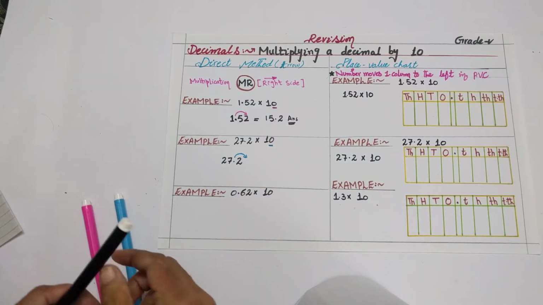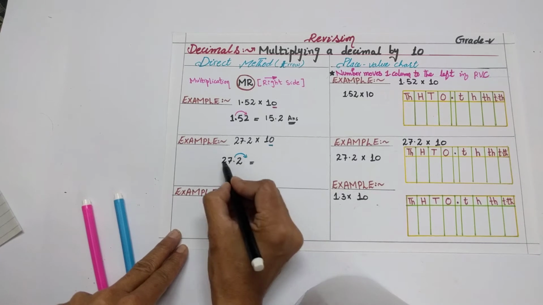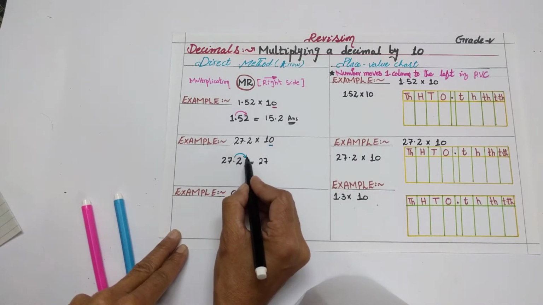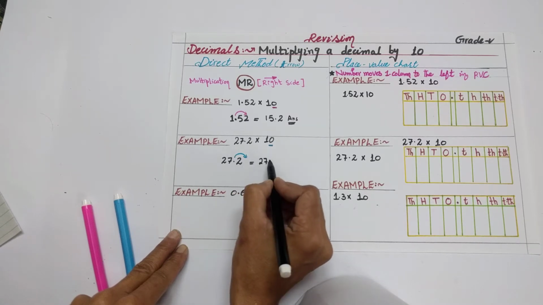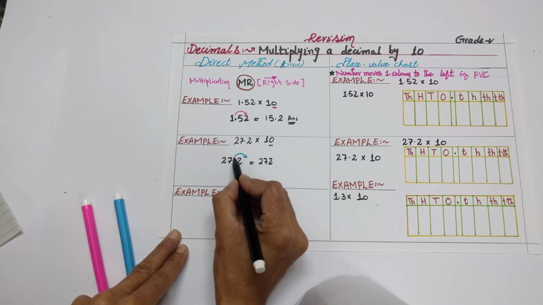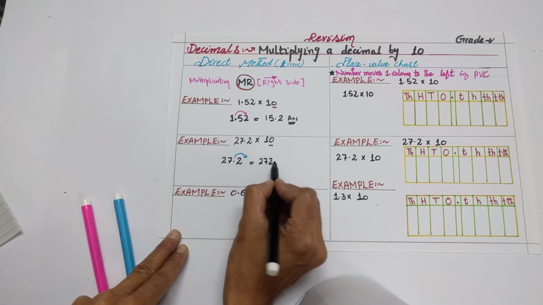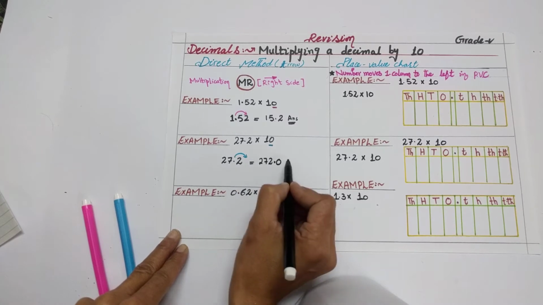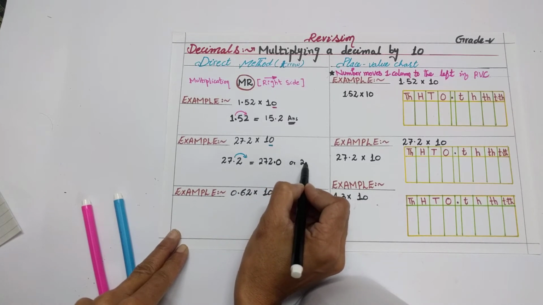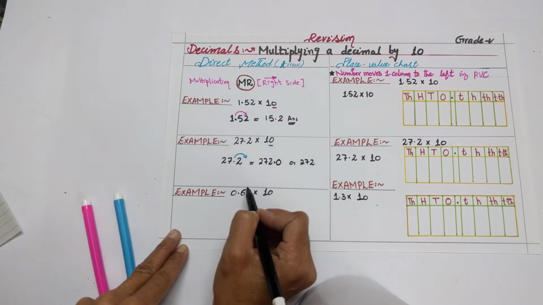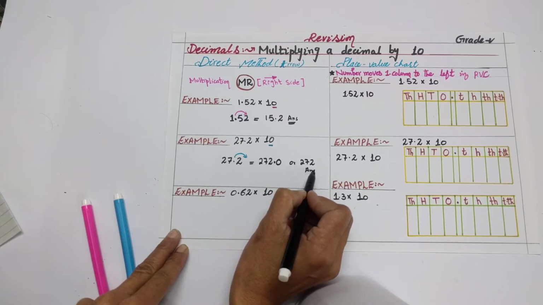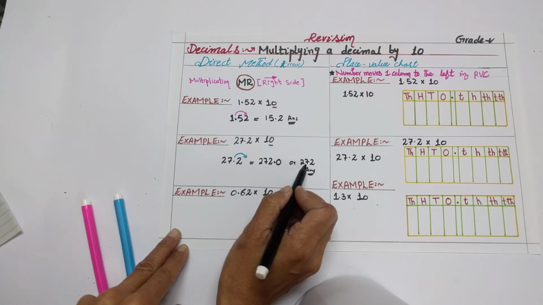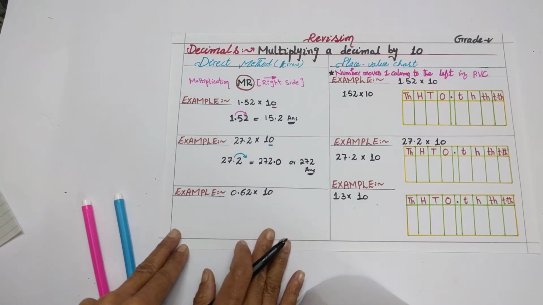So what will be the answer? 2, 7. As I am moving the decimal to the right side by one place, the 2 will be over here and I am shifting the decimal over here. There are no more digits, so you can put 0 over here. So our answer is 272.0, or you can also write it like 272. Come to the third example.